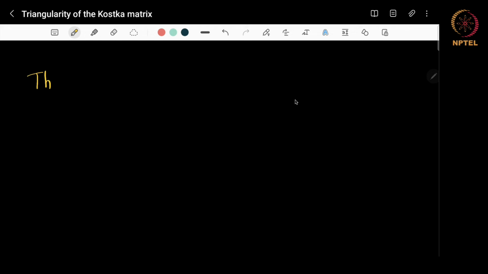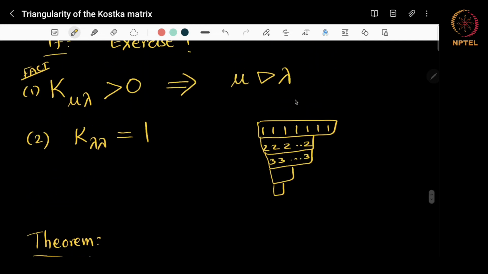that uses this observation. The thing that I just wrote out is what's called the triangularity of the Kostka matrix. It actually turns out that the converse is also true, in the sense that if mu dominates lambda, then K mu lambda is also positive. But we are not going to use that for what I'm about to say, so I'm not going to worry about this just yet.